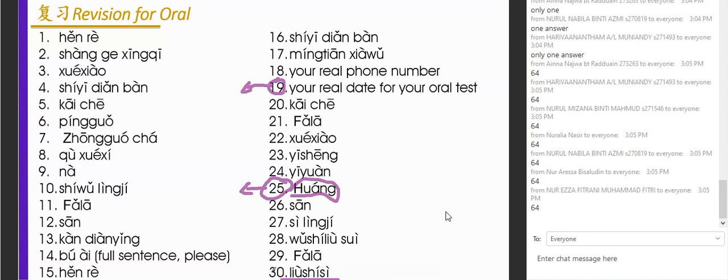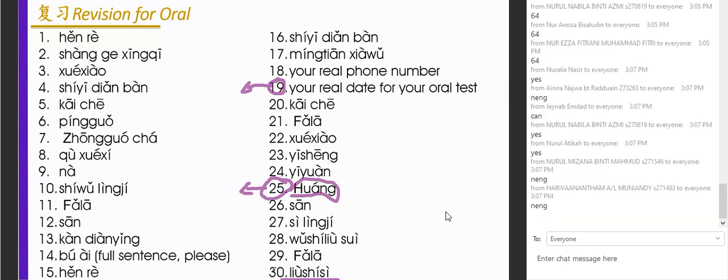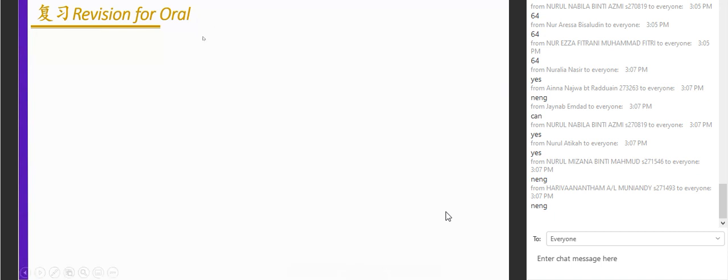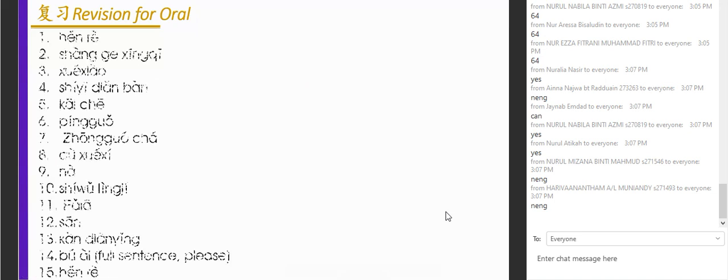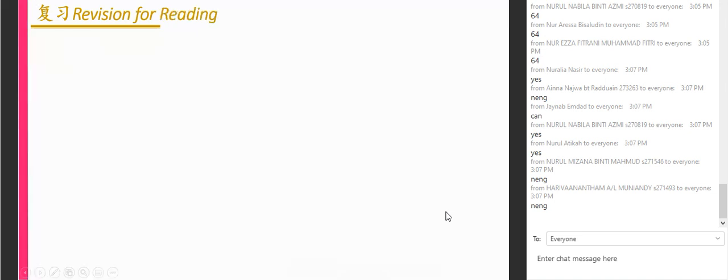So, reading test over there. Just now the slide on the top I listed is for oral. Okay, just now the slide I listed here is the writing revision for oral. So this is all the revision for oral. Right now we move on to revision for reading.